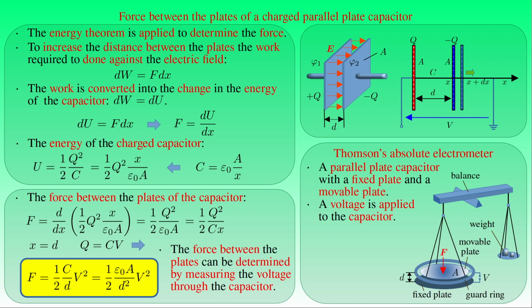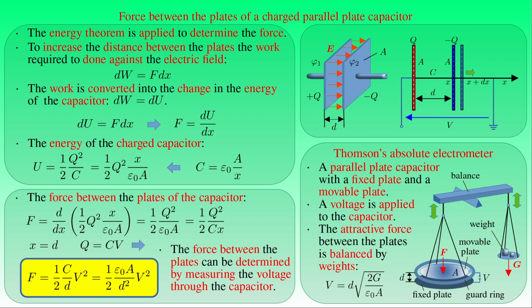The force moving the suspended metal disc can be balanced by placing the weights G in the pan of the balance to restore the position of the moving plate in the plane of the ring. If the magnitudes of the force F and the weight G are equal, then we can replace F by G in the force formula, and express the voltage V as the distance d between the plates times the square root of 2 times the weight G divided by epsilon naught times the area A of the plates.